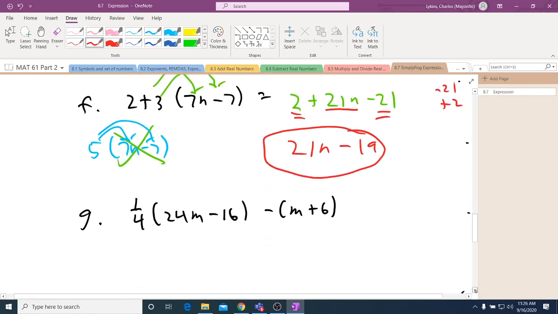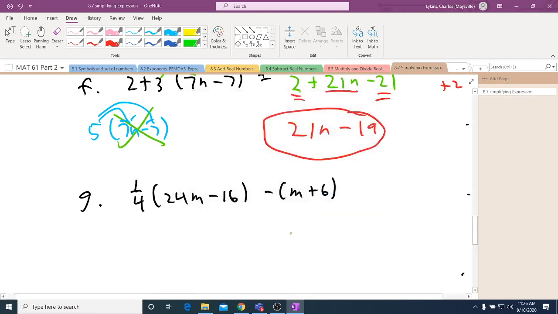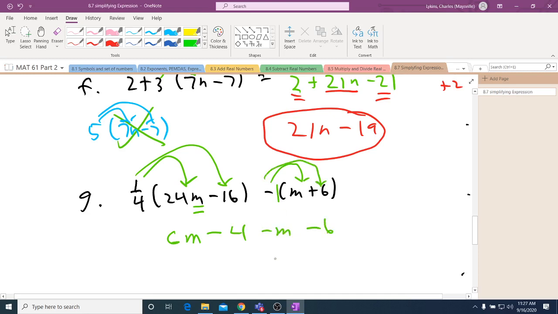Finally, our favorite kind of problem with a fraction. So right off the bat, I'm saying, okay, 1/4, I'm going to distribute it. How many times does 4 go into 24? 6 times. So that's 6m. Then I'm going to distribute this to the 16, so that's going to be a negative. 4 goes into 16 4 times. I'm going to treat this as a negative 1. Negative 1 times m is negative m. Negative 1 times 6 is negative 6.